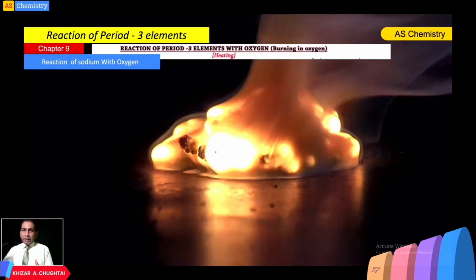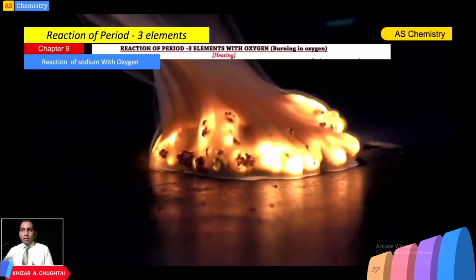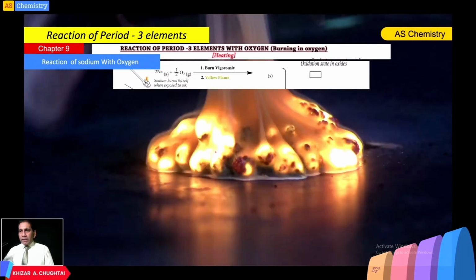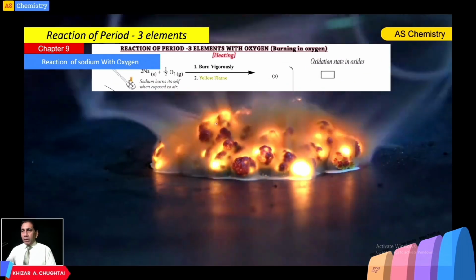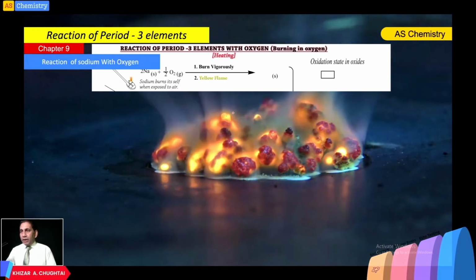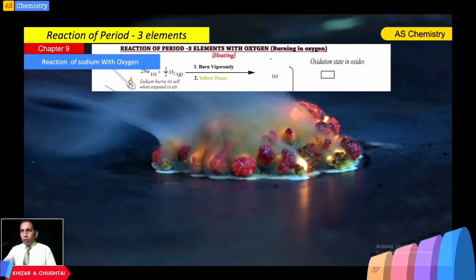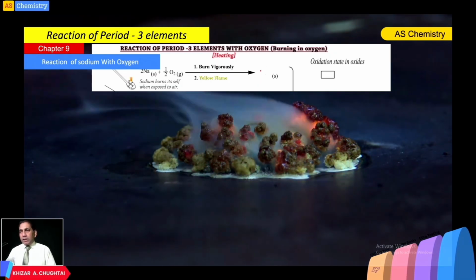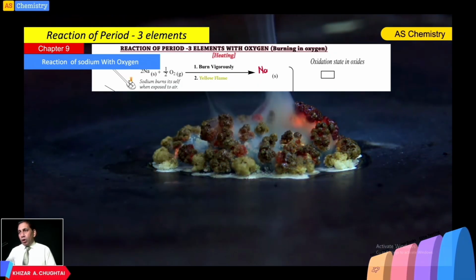Whenever you heat these metals, they will burn appreciably. First of all, as you have seen, sodium is going to react with oxygen and a bright yellow flame is going to be observed over here. And what is the compound that is being formed? That is sodium oxide, Na2O. This is the compound that has been formed over here.